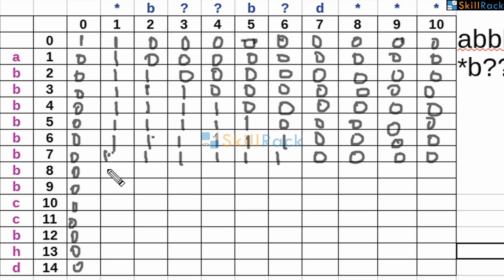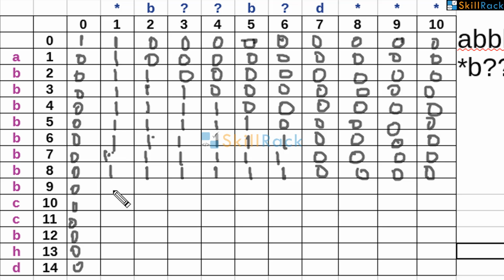Now coming to B and asterisk, yes, asterisk can match anything and the top is 1. So it is 1. Now B and B, yes it matches and the previous is 1. Question mark, it can match and the previous is 1. Question mark, it can match and the previous is 1. B and B, it matches and the previous is 1, right? Now question mark, it can match and the previous is 1. Now coming to D, it is 0. So automatically this will be zeros, okay?